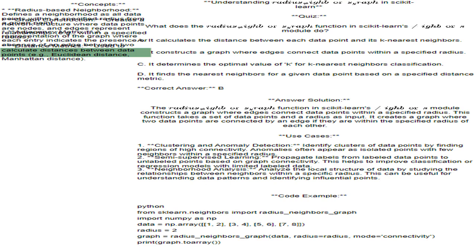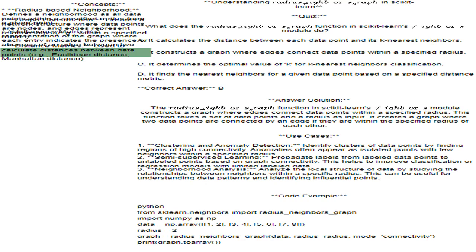From sklearn.neighbors import radius_neighbors_graph. Import numpy as np. data = np.array([[1, 2], [3, 4], [5, 6], [7, 8]]). radius = 2. graph = radius_neighbors_graph(data, radius, mode='connectivity'). print(graph.toarray()).